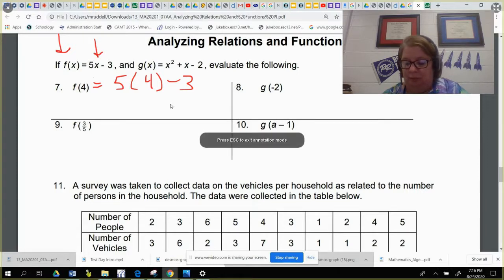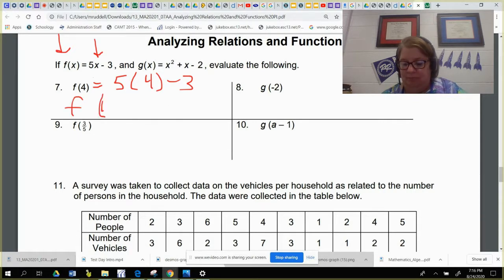Plug the x in, right? Plug the 4 in right there. 5 times 4 is 20. 20 minus 3 is 17. Move to number 8. You have g of negative 2. Find the function that's labeled g or named g and take that negative 2 and plug it in for the x.